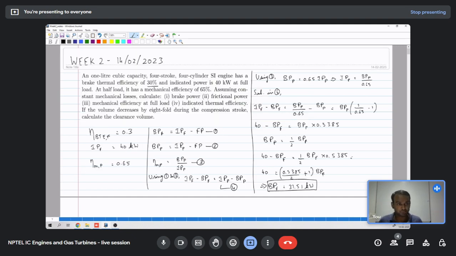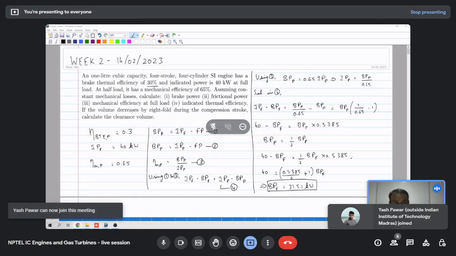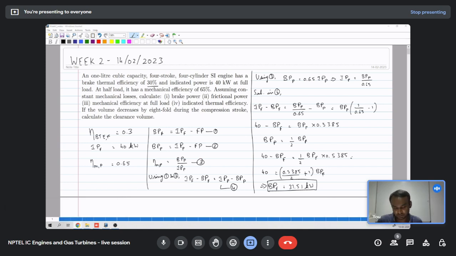I would do a recap of this problem. We were given an engine of 1 liter cubic capacity, which is a 4-stroke, 4-cylinder SI engine, has a brake thermal efficiency of 30% and indicated power of 40 kilowatt at full load, and at half load the mechanical efficiency is given as 65%. Assuming constant mechanical losses, we have to calculate brake power, friction power, mechanical efficiency at full load, indicated thermal efficiency, and if the volume decreases by 8-fold during the compression stroke, we have to calculate the clearance volume.